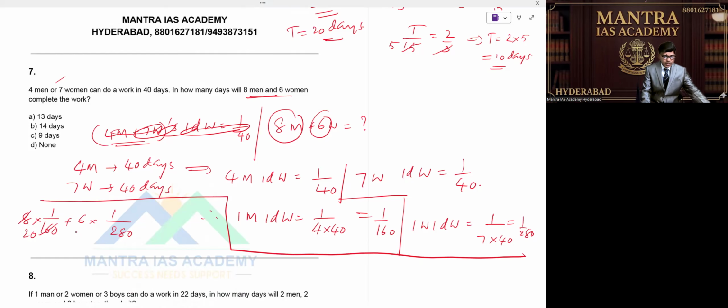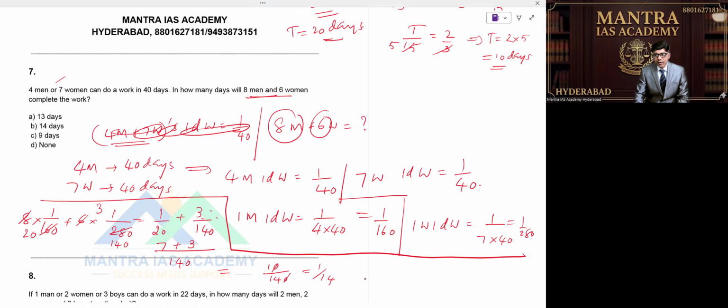Cancellation is a very important point in this case. Be cautious while doing the problem. Next step is 2 3s are 6, 140 times. So beta, now it is 1 by 20, 1 by 20 plus 3 by 140. So the LCM is perfectly 140 because it's a factor. 7 twos are 14 and 3 as it is. This is equal to beta 10 by 140, implies the 0 gets cancelled, of course, 1 by 14. 8 men and 6 women can finish the work in how many days? 14 days is the right answer.